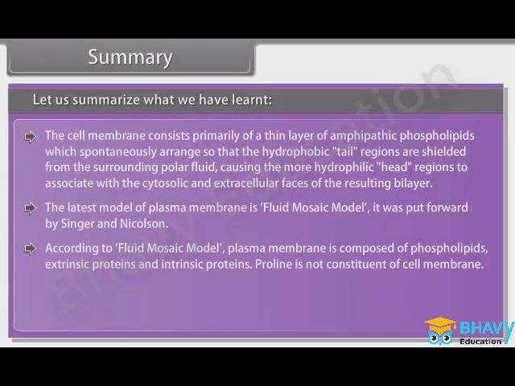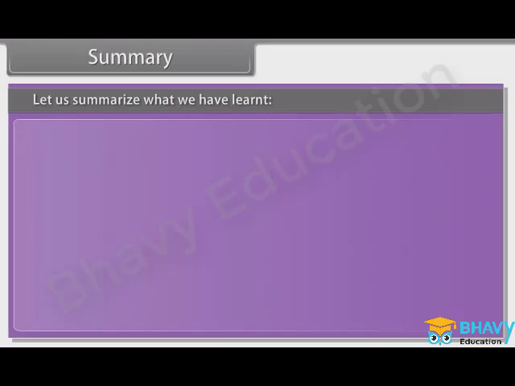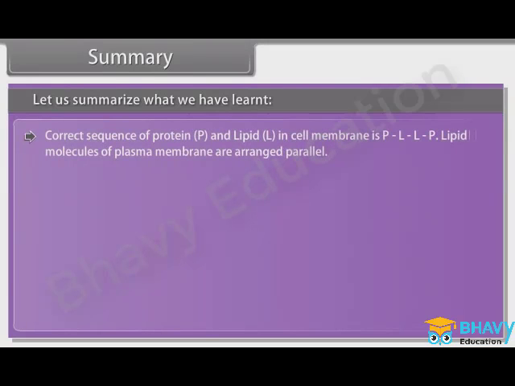Proline is not a constituent of cell membrane. The plasma membrane helps in osmoregulation. Plasmalemma is made of a single lipid layer and 2 protein layers. The correct sequence of protein P and lipid L in cell membrane is PLLP. Lipid molecules of plasma membrane are arranged parallel.